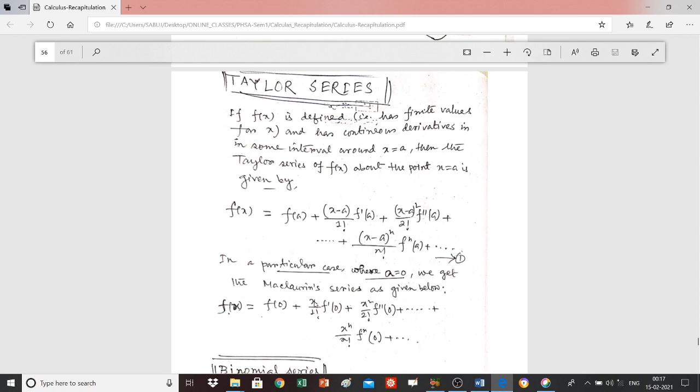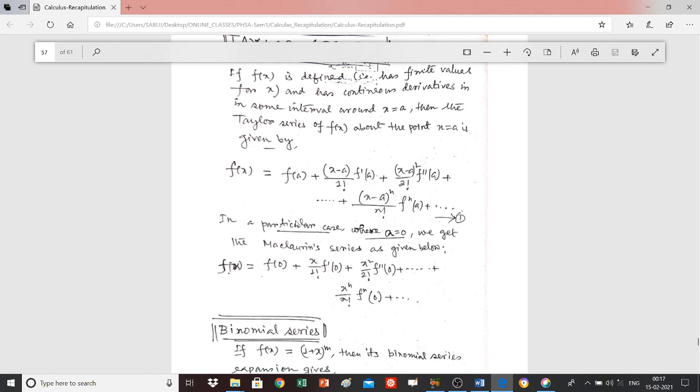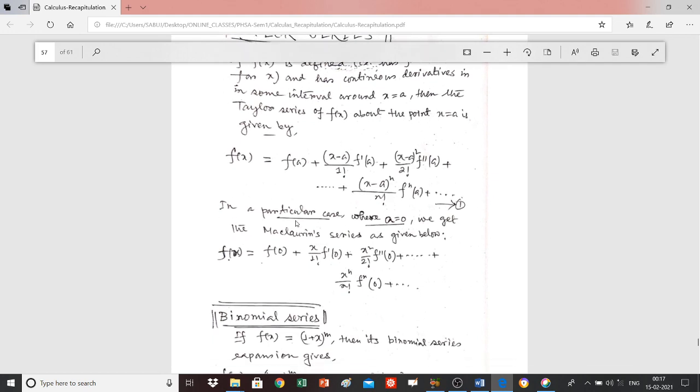So f(x) is equal to f(0), then x minus a means x, by 1 factorial f prime 0, plus x square by 2 factorial f double prime 0. In this way, x to the n by n factorial f^n(0). So this is essentially Maclaurin series, and this series can be obtained from the Taylor series expansion using a is equal to 0. So Maclaurin series is a special series expansion of Taylor series for which a is taken as 0.